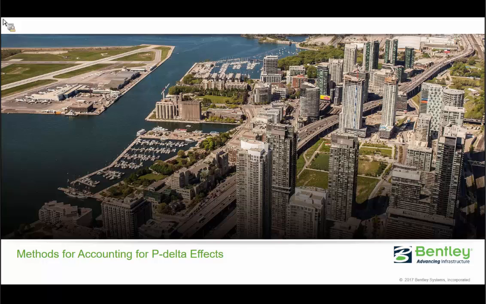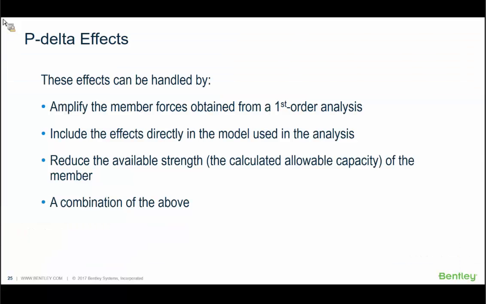So let's turn our attention now to methods that we can use to account for these effects in our structural analysis. Listed here are four possibilities. You could perform a simple first-order analysis and then amplify the resulting forces when determining the member design forces. You could include the effects directly in analysis, or you could reduce the capacity calculated for the member. And of course, you could do a combination of the above, accounting for some effects one way and some another. And the codes let you do that. They offer different alternatives and allow you to account for those in different ways.